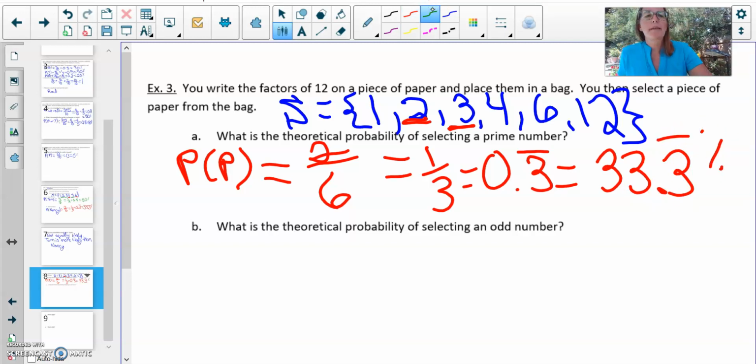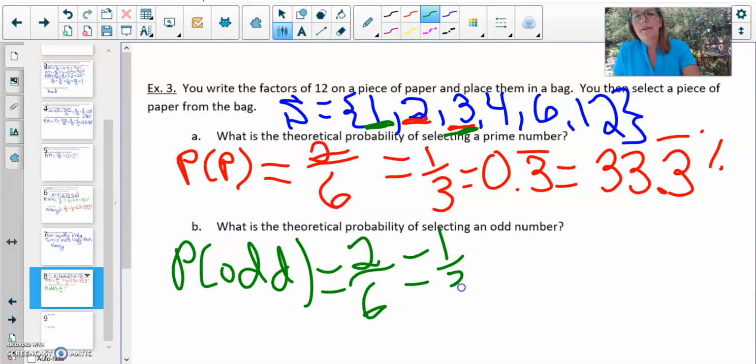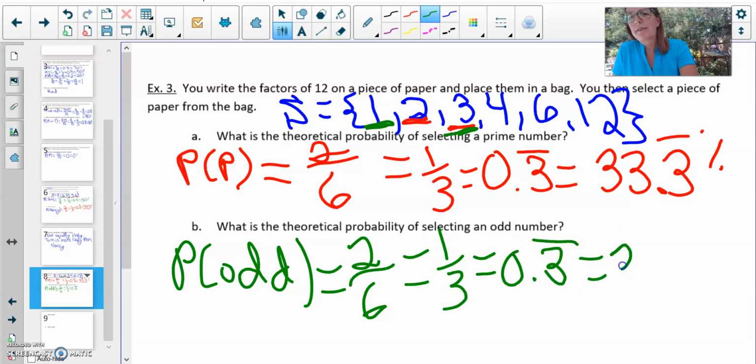What is the probability of getting an odd number? Okay, so if I look through my list and underline the odd numbers, 1, 3, and that's it. That's 2/6, 1/3, 0.333 repeating, 33 and 1/3 percent.